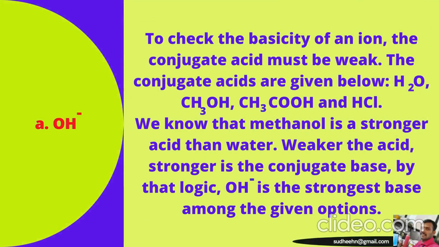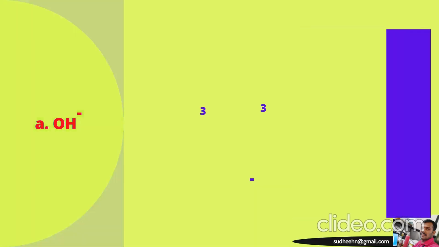To check the basicity of an ion, the conjugate acid must be weak. The conjugate acids are given below: H2O, CH3OH, CH3COOH, and HCl. That is water, methanol, ethanoic acid, and hydrochloric acid. We know that methanol is a stronger acid than water. Weaker the acid, stronger is the conjugate base. By that logic, OH minus is the strongest base among the given options. So the right answer is option A.